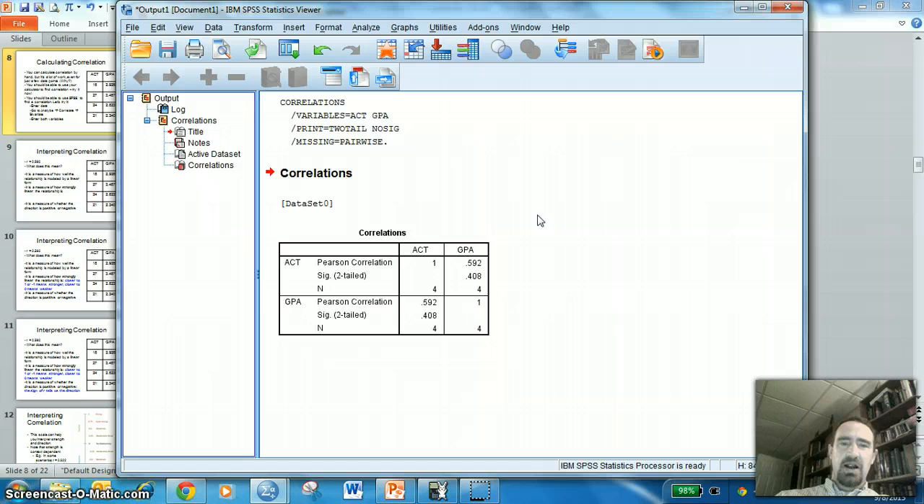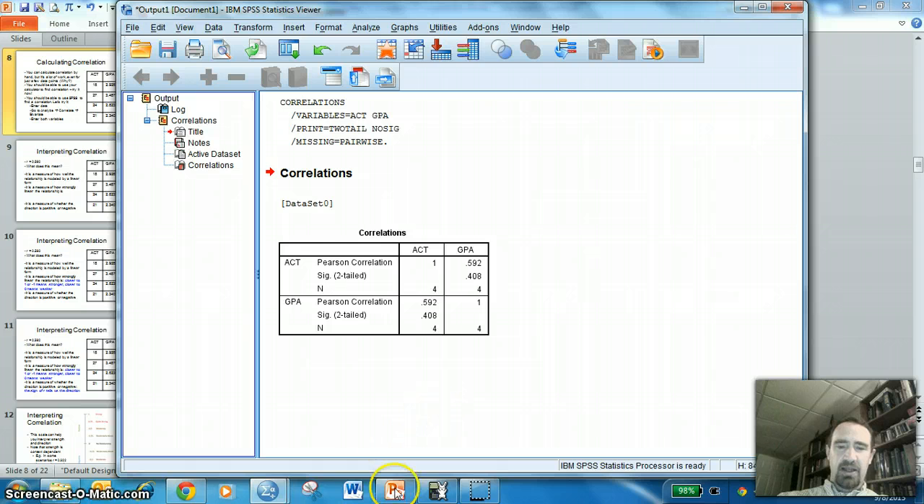You can see in our output it says correlations, and it actually correlates everything with everything. So ACT with ACT, GPA with GPA. We're not interested in those. We want to see how they correlate with each other. ACT with GPA, the Pearson correlation is in the top row, 0.592. There we see it again. Or you could look down here, GPA with ACT, the correlation is in the top row, 0.592. It doesn't matter which one comes first, they end up with the same correlation.